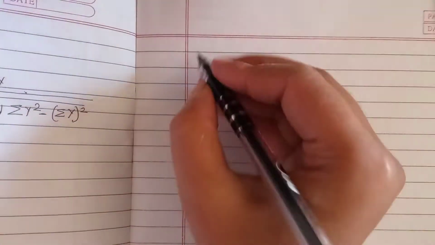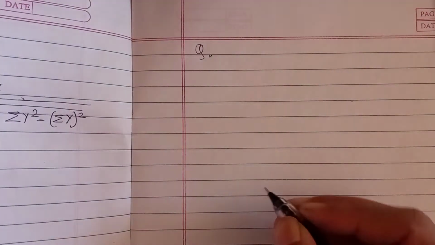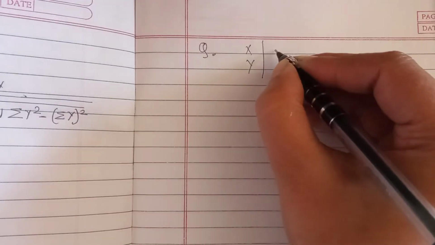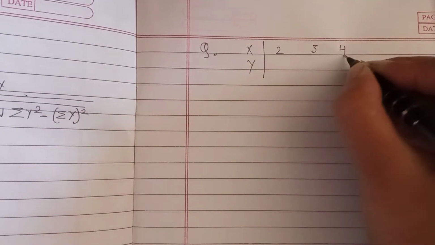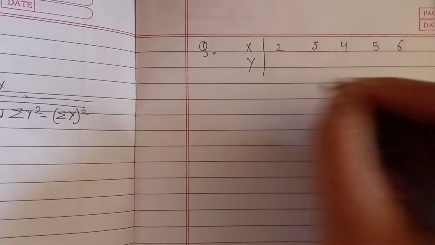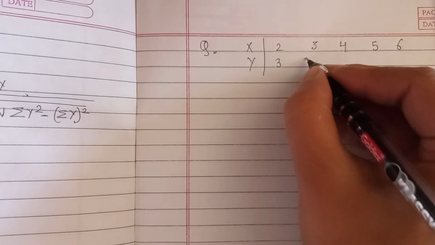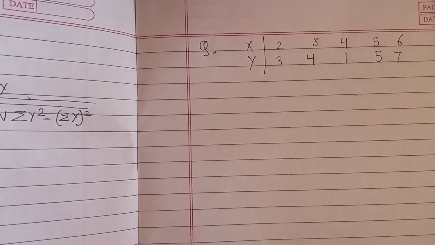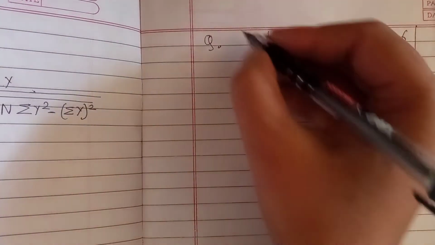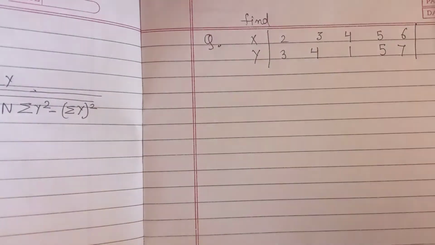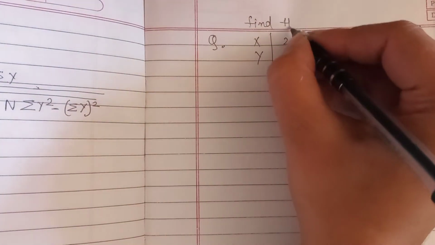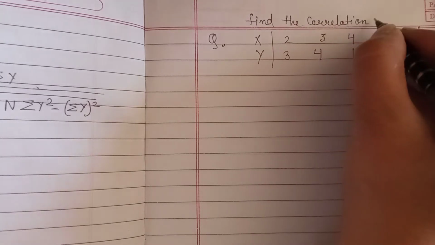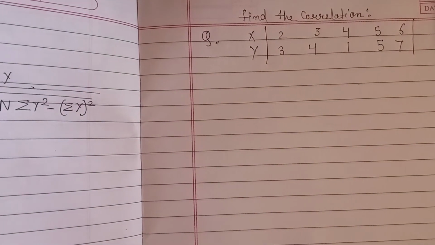Now see here, our question is x and y is again given. Our x is 2, 3, 4, 5 and 6, and our y is 3, 4, 1, 5 and 7. Now we have to find out the correlation. Again here we have to find the same thing, the correlation. So how we will find the correlation?